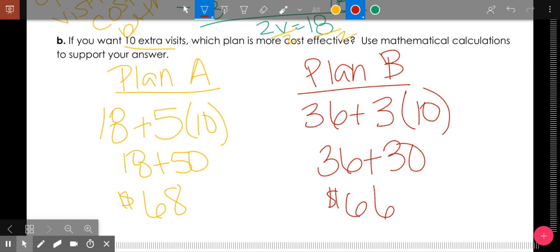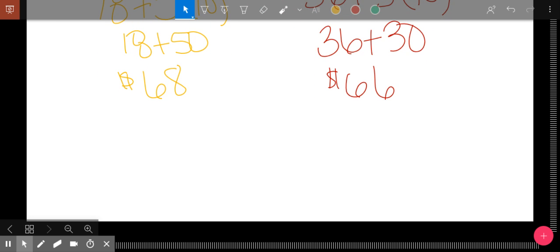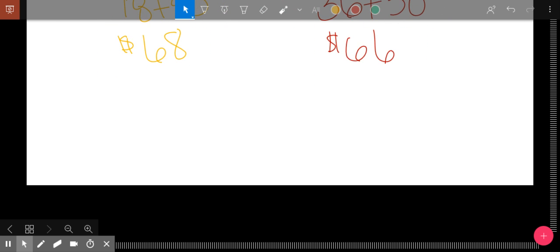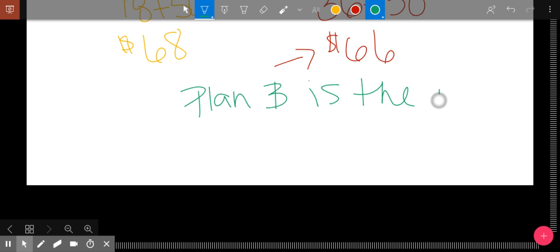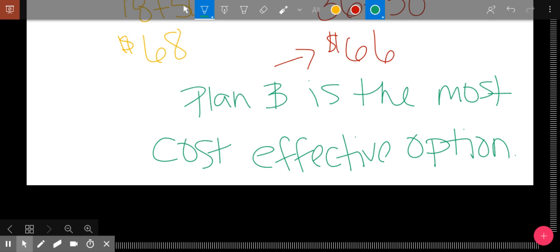So which plan is going to be the most cost effective? So plan B is the most cost effective option. And that is the end of that.